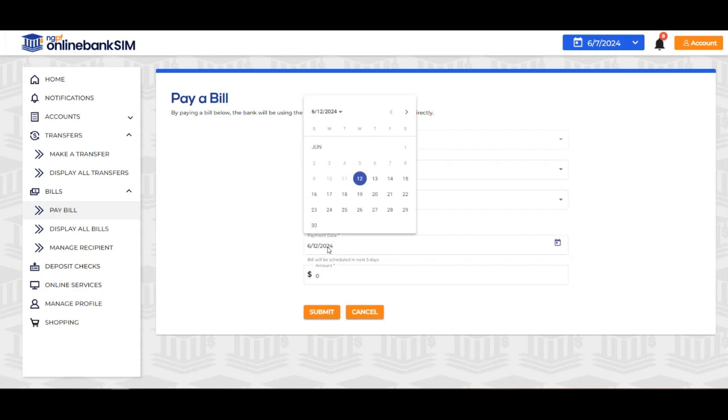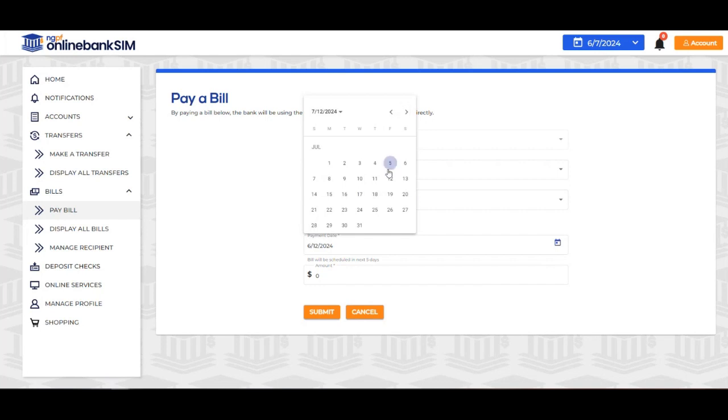It says as early as 5 days from now. Bill will be scheduled in the next 5 days. So because it sometimes takes a few days to set it up and get going, they often don't let you set it up for the same day or within a day or two. In this case, they say the earliest that I could make that payment is the 12th. But then again, remember that it then needs to travel to the recipient. So even if I set it for the 12th, it's not necessarily going to be received by the 12th.